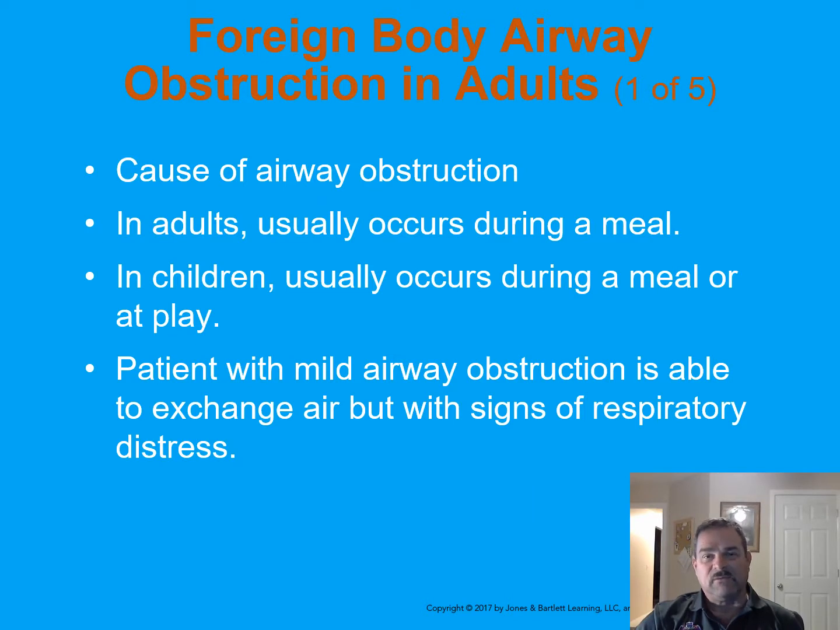All right, so foreign body airway obstruction in adults. Usually a cause of an airway obstruction is something that they've eaten, usually a big piece of meat, something like that. For adults, it usually occurs during a meal. In children, it usually occurs during a meal or at play, either one. Or sometimes you may have a patient with a mild airway obstruction. They're able to exchange air, but they have signs of respiratory distress. You want to encourage them to cough.